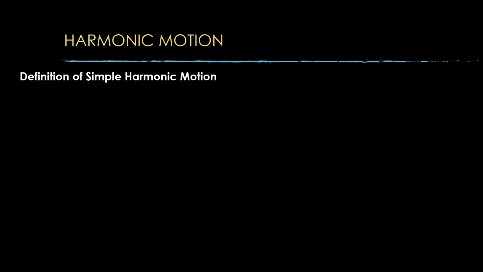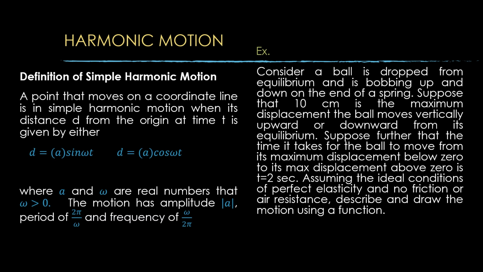Clear? So that's it. The last topic will be on harmonic motion, but we've already discussed mathematical modeling in the previous lecture. So you must master this already. For harmonic motion, we do not have shifts in the x and the y axis. So our formula is easy.